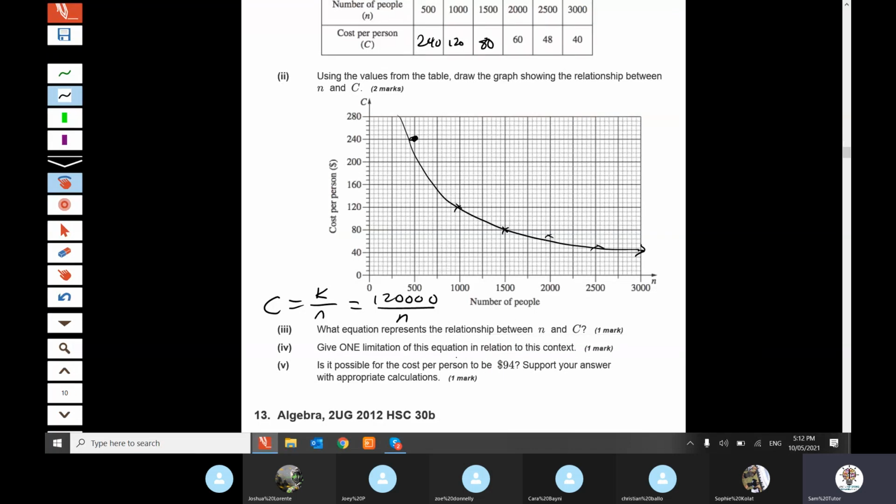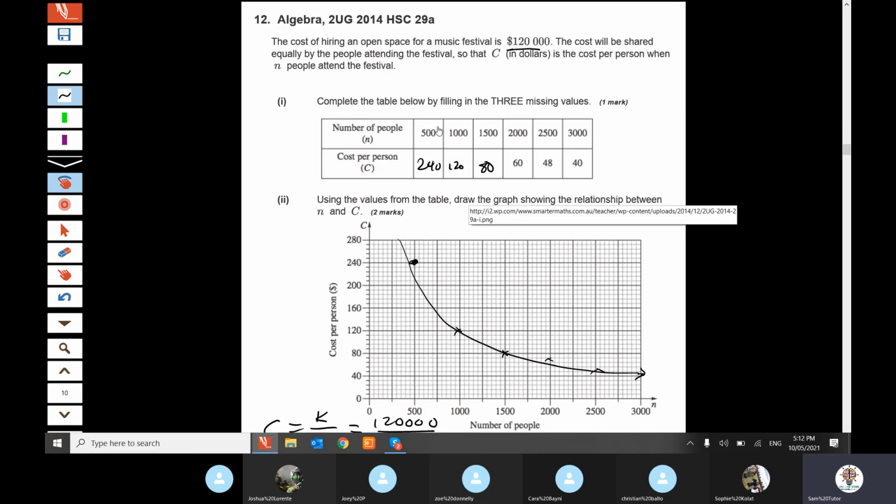Give one limitation of this equation in relation to this context. Told you it'll always be something like that. What's the limitation? The idea is the cost is decreasing, and if you have 1 million people, the cost is going to become close to nothing. But that doesn't really make much sense because obviously there'll always be a cost.